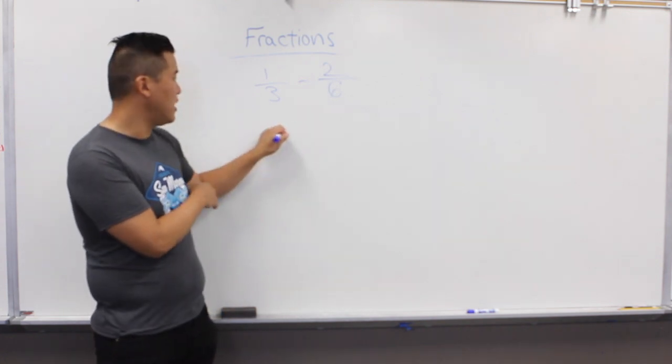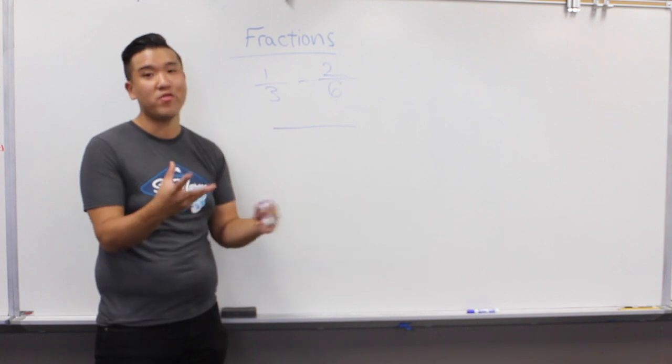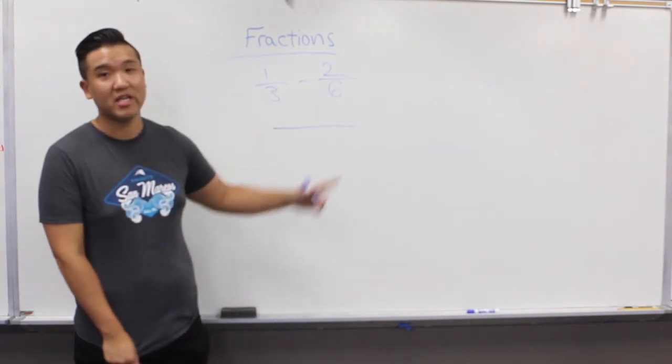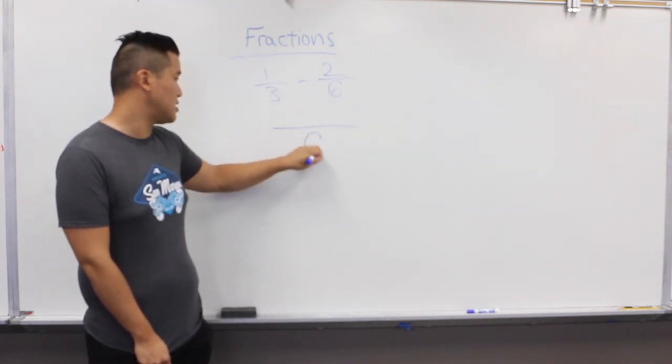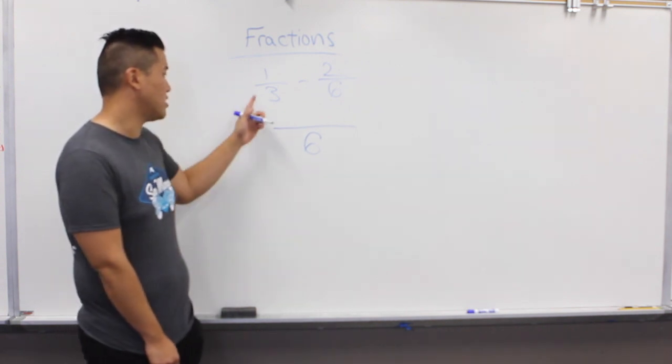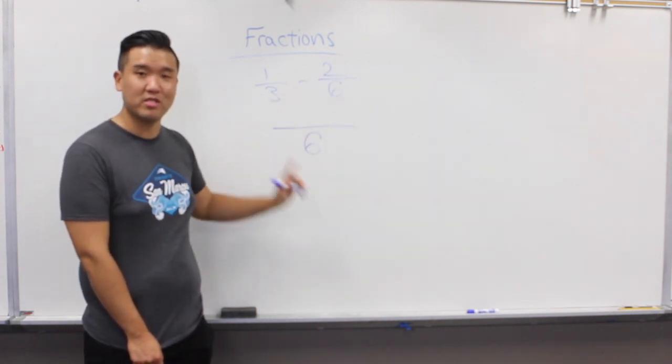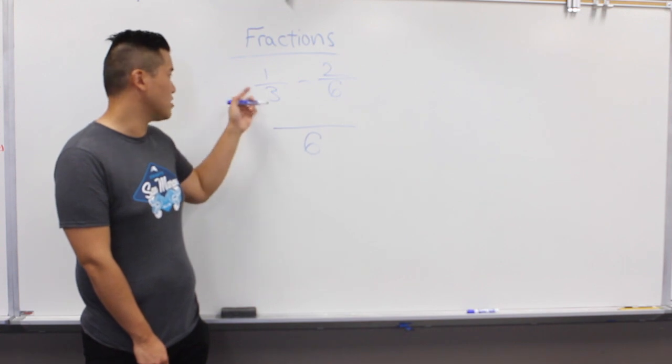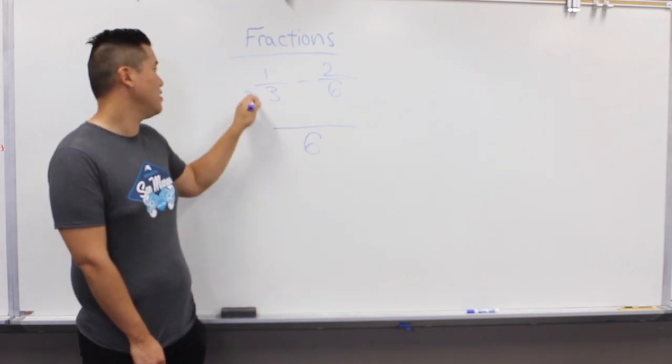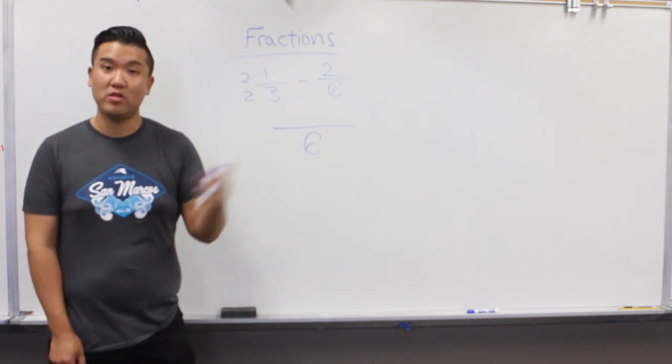Alright, let's take a look. What is my common denominator? Once you know that, everything else is pretty simple. 3 and 6, what they both need is a 6. They both go into 6. So 3 times 2 is 6. 6 times 1 is 6. What do you have to multiply 3 by to get 6? 2. So we have to balance that out. 2 divided by 2 is 1.